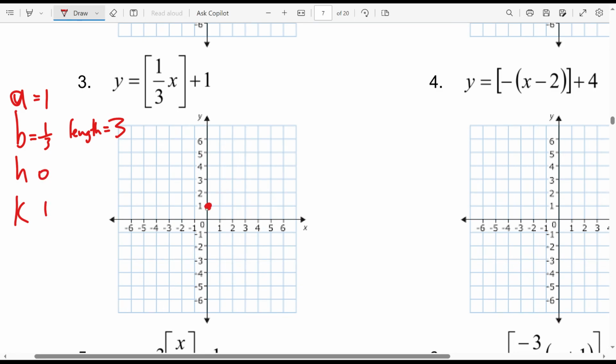So I'm still going to start roughly around here. But now I'm going to go over 3 units and then go up by 1. 3 units. 1, 2, 3. Right? Oh, try that again. So I find the B first, figure out its reciprocal, so I actually have the length, so I can go and graph it. These two things have a relationship that we've got to figure out. Okay? Questions on that?